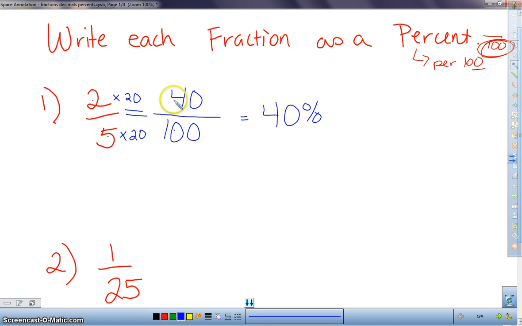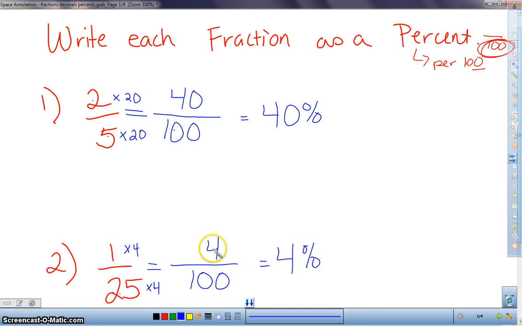It represents the same thing. That's 40 being compared to 100. When I look at 1/25, it's the same thing. This is going to be out of 100. So how am I going to go from 25 to 100? You're going to multiply it by 4. So 25 times 4 is 100, and 1 times 4 is 4. So the percent that's going to be written here is just 4%, because it's 4 hundredths, comparing 4 to 100. So 4% here is the same thing as 1/25. So that's how you write a fraction as a percent.